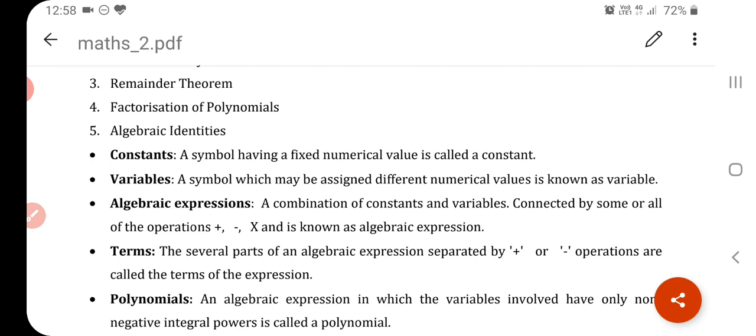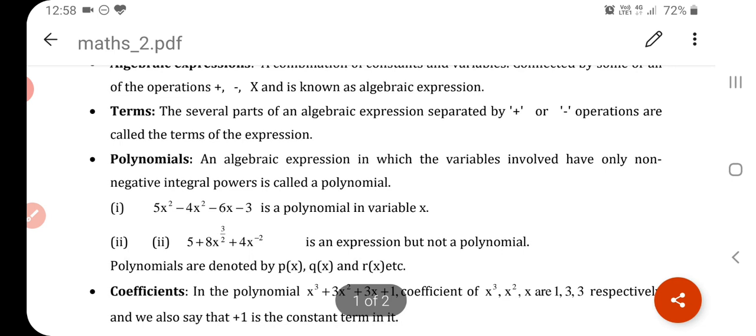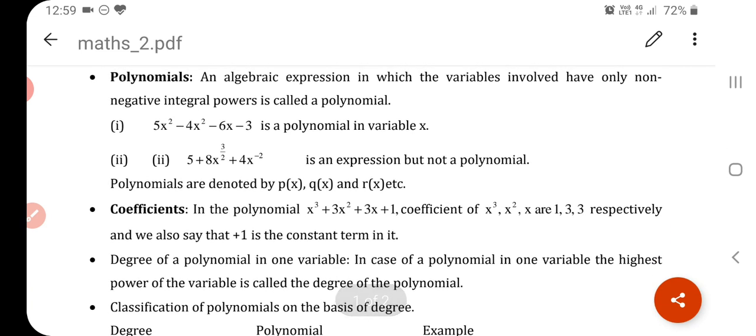Polynomial: an algebraic expression in which the variable involved have only non-negative integral power is called a polynomial. Okay, understand? So what is polynomial? An algebraic expression in which the variable involved have only non-negative integral power is called a polynomial. 5x square minus 4x square minus 6x minus 3 is a polynomial in variable x. But 5 plus 8x to the power 3 by 2 plus 4x की power minus 2 is an expression but not a polynomial. Polynomials are denoted by p(x), q(x) or r(x) etc.